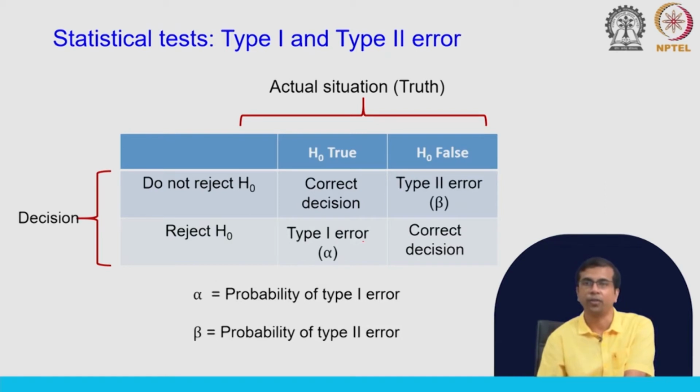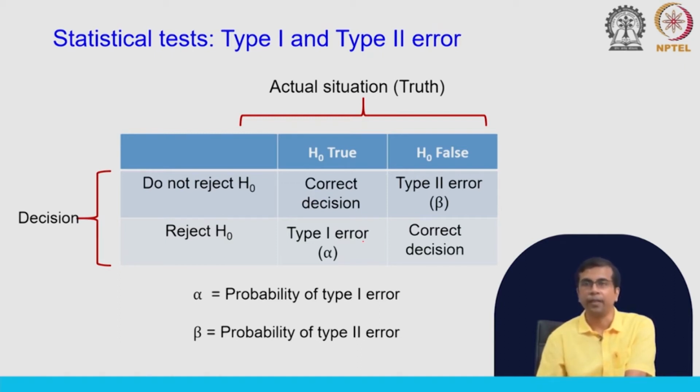The first one is called type 1 error, and the number alpha is the probability of type 1 error. Then you have the second type of error, where H naught is false and we are not rejecting H naught. That is called the type 2 error, or beta. Again, beta is the probability of type 2 error.